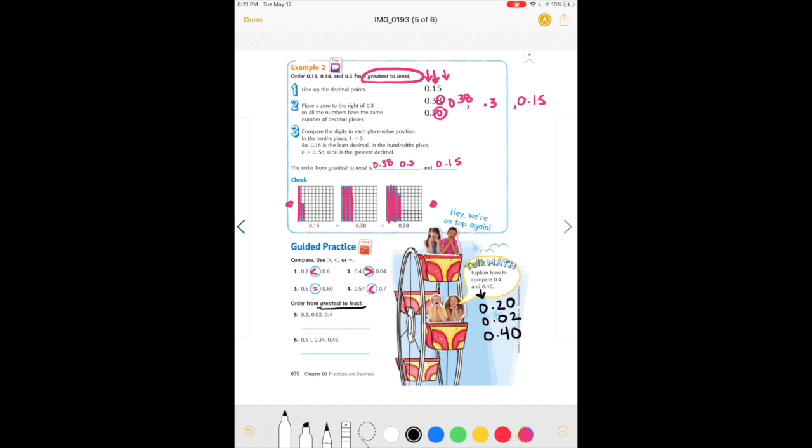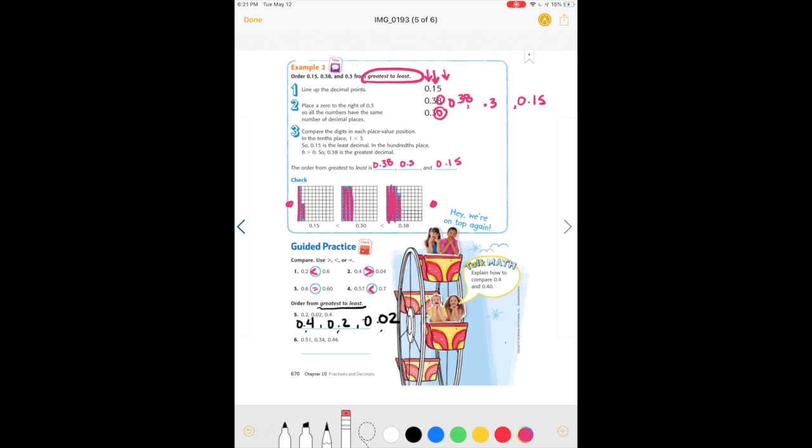And start in our 1s. Well, they're all 0, so that doesn't tell us anything. Move over here. Well, what order does it go in from greatest to least? Well, the highest number is 4. So 4/10 is going to go first. Then we have 2/10 because 2 comes next. And then 2/100 is our least highest decimal. So from greatest to least, we have 4/10, 2/10, 2/100.